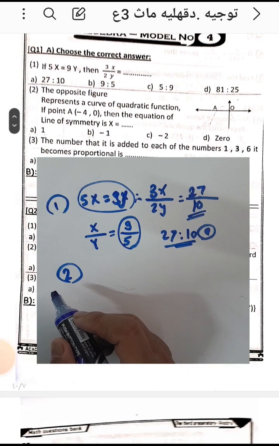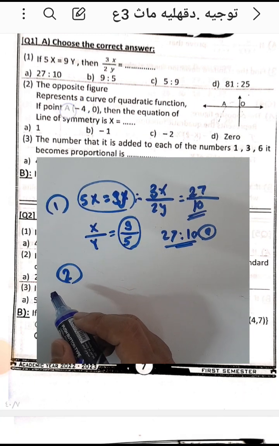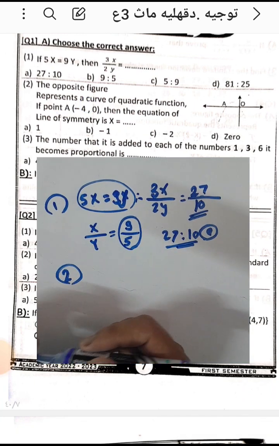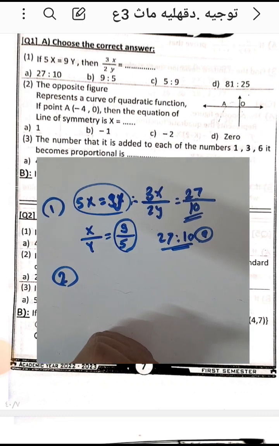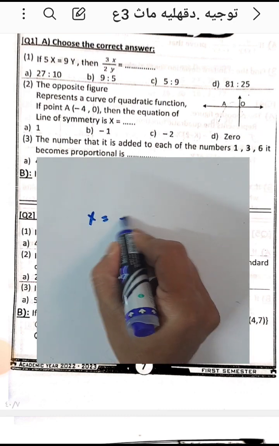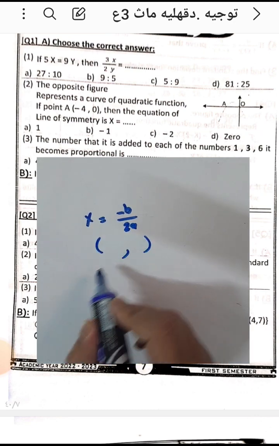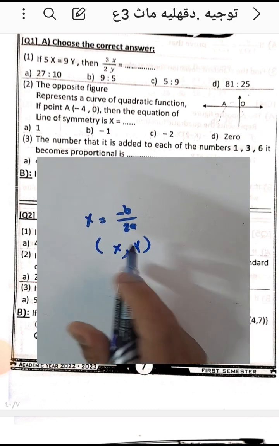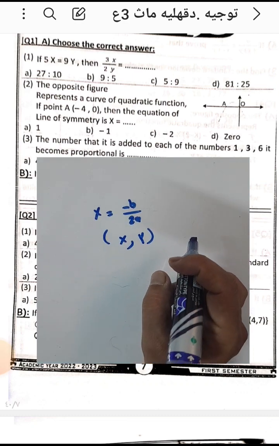The opposite figure represents a curve of a quadratic function with the point A equal -4 and 0. Then the equation of line symmetry of x equals what? We want to find the equation of line symmetry of x equals blank. We know x equals -b over 2a. And we have the equation here about the curve.